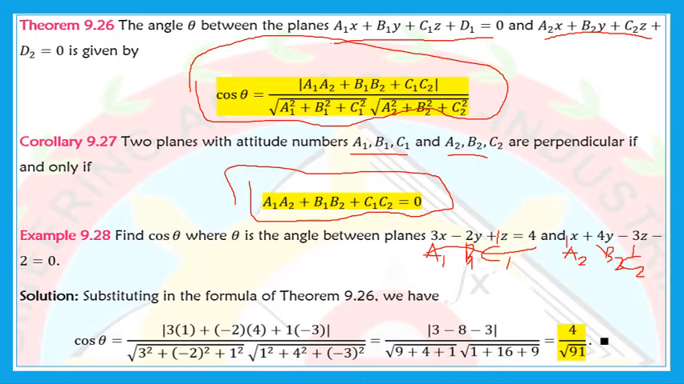Then sa denominator din, substitute lang din natin si 3 squared plus negative 2 quantity squared plus 1 quantity squared. Tapos, pangalawa is 1 squared plus 4 squared plus negative 3 quantity squared. So, this is equal to, cosine theta is equal to 4 over the square root of 91. So, this is the cosine theta, where theta is the angle between the planes. Okay, ito yung mga plane, ito yung planes na given. So, formula lang din, class.